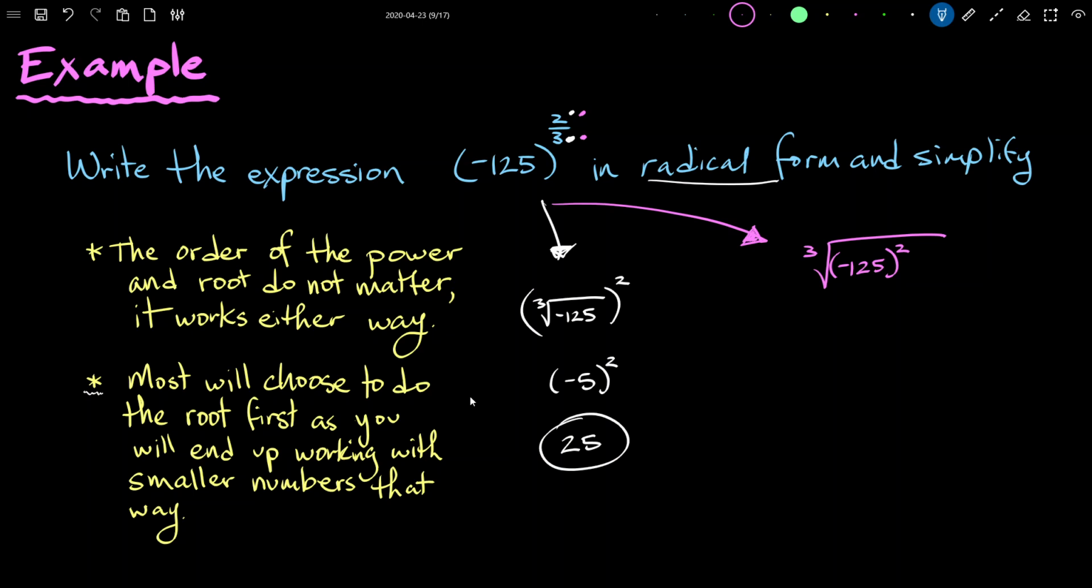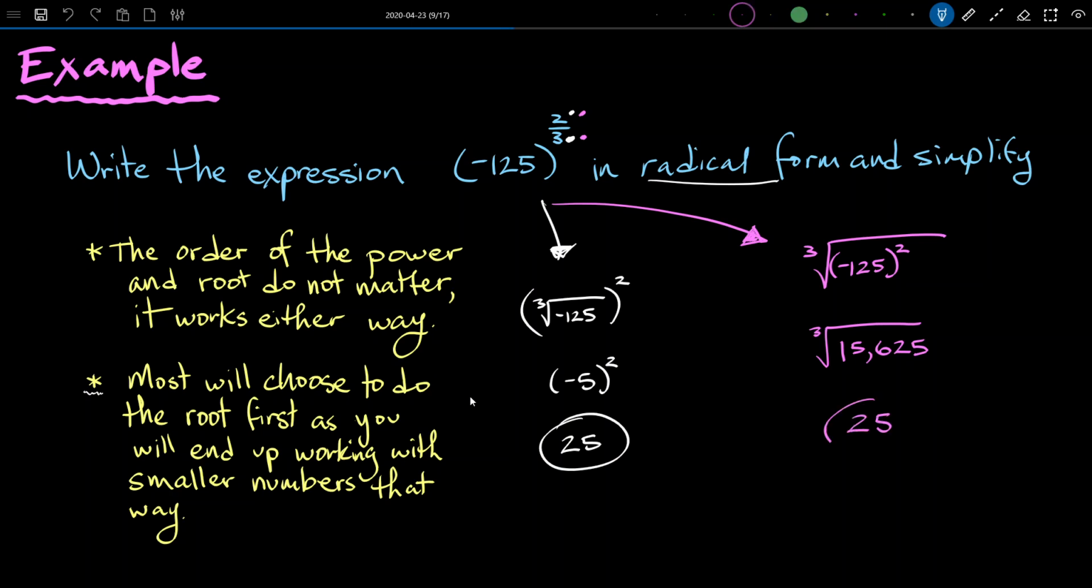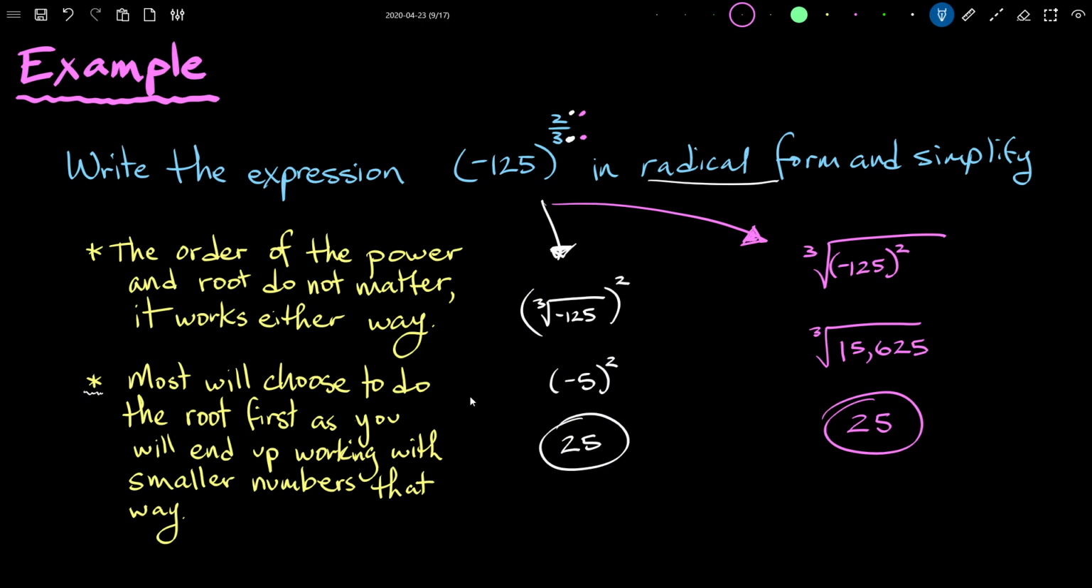I won't lie, I had to look up what negative 125 squared was, which is kind of the downside to this method, because larger numbers are not always something you can figure out in your head. So negative 125 squared is 15,625. And again, I had to resort to the calculator for this next step. The cube root of 15,625 is 25. So you should get the same answer either way.